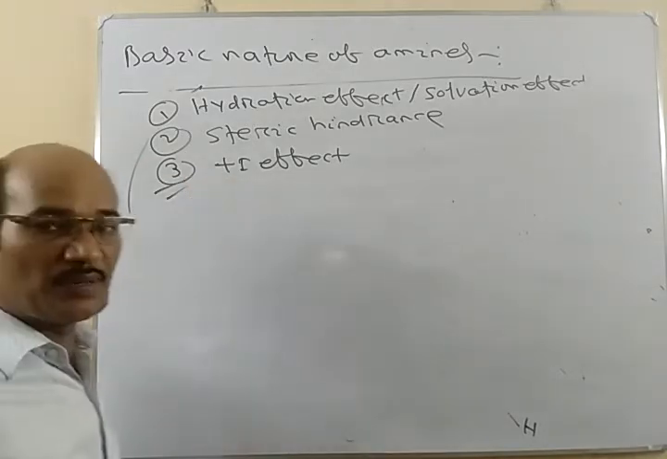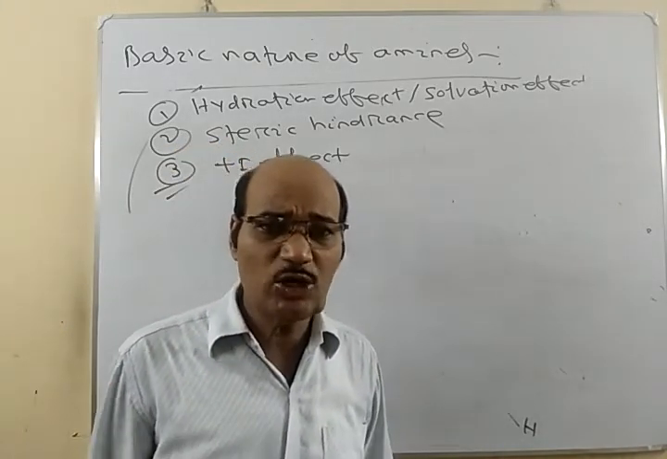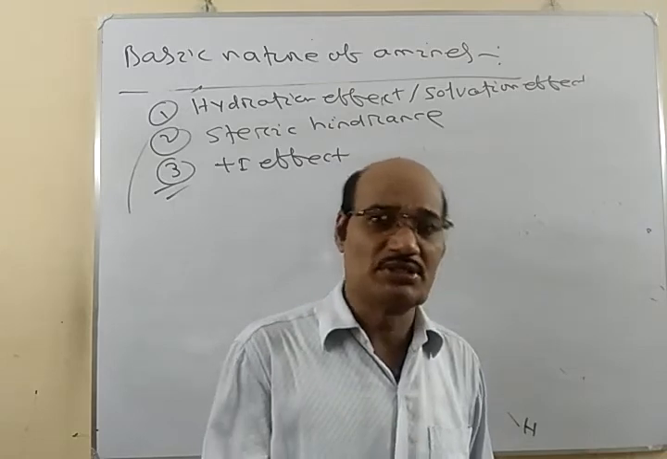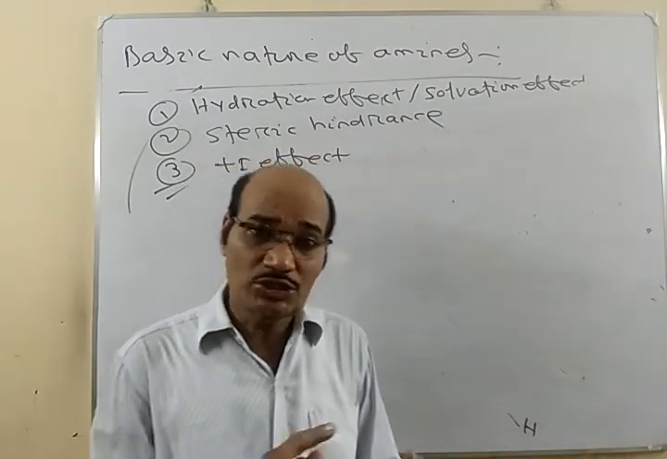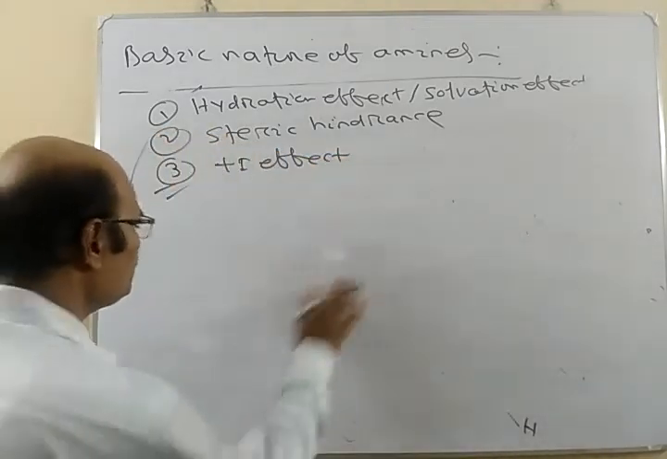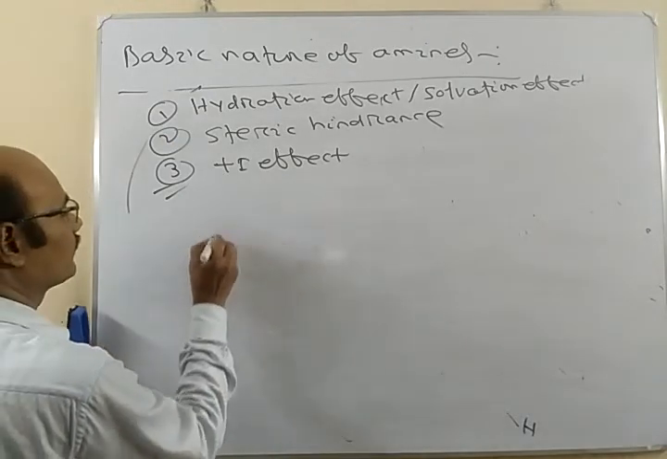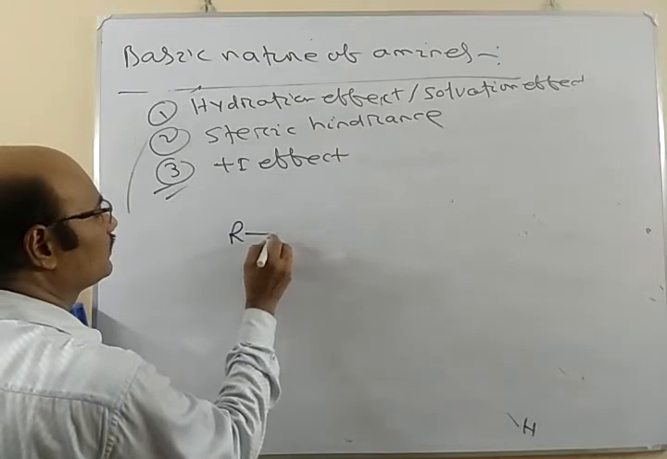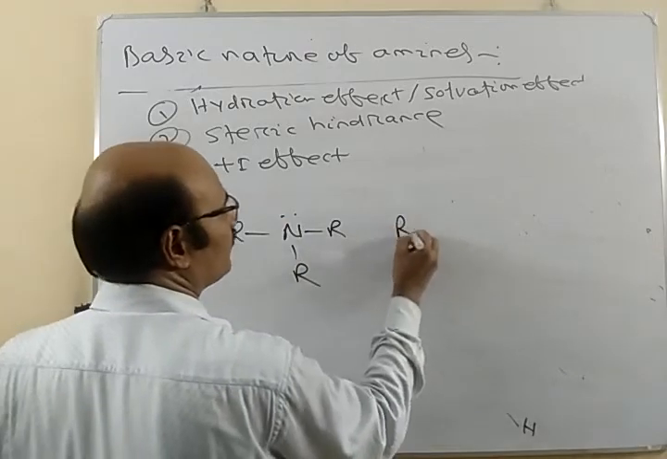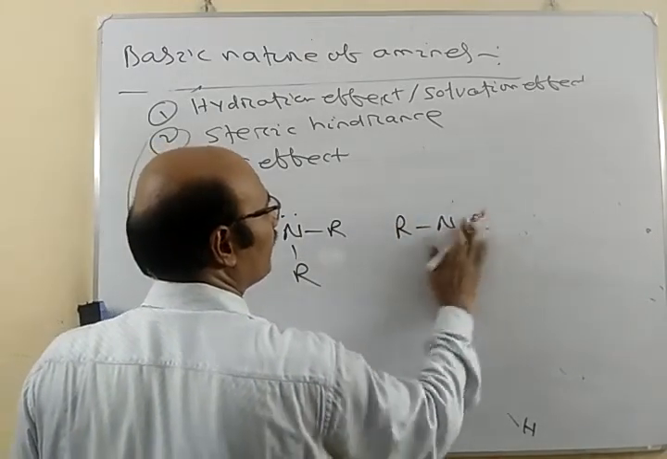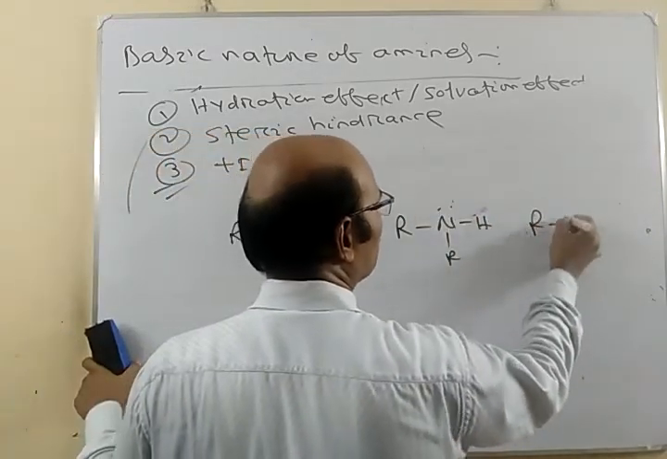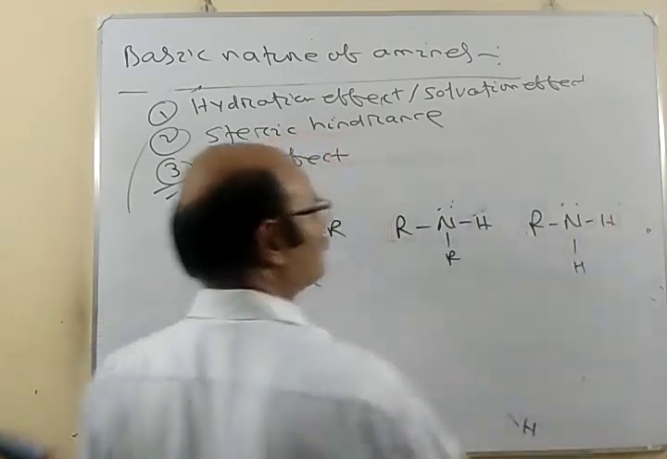Number 3, plus I effect. In general, the more the plus group, the more the electron density on the atom, so the more will be the basic character. On this basis, we can say tertiary amines are more basic and primary amines are less basic. Now see, if you compare R3N, R2NH, RNH2.